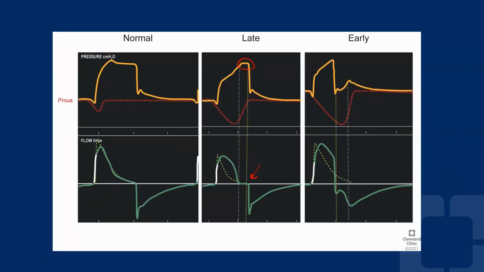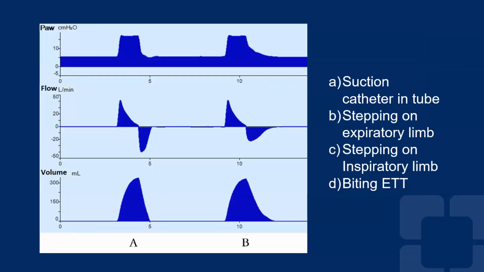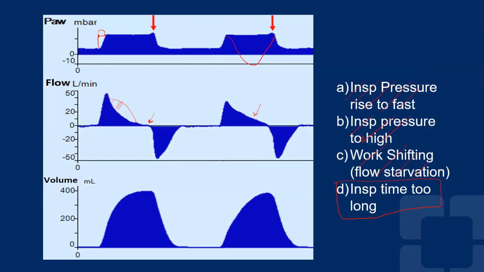And similar, it would be if they're biting the ET tube. Unless the patient bit the tube exactly at this point, the pressure should drop immediately on the airway and you would not see this decay. So biting the ET tube is out.